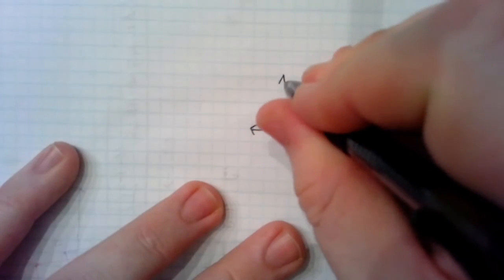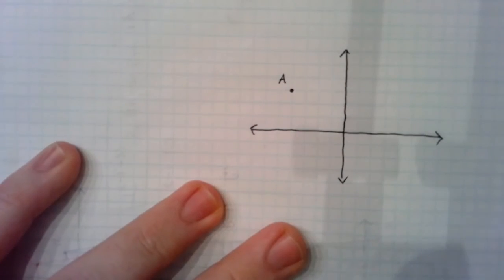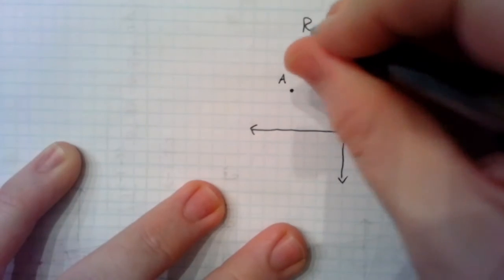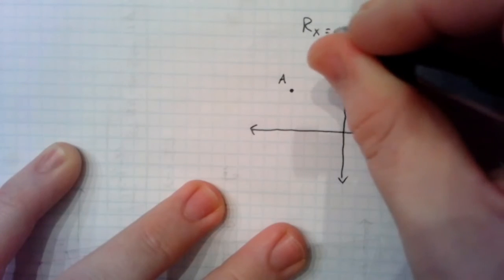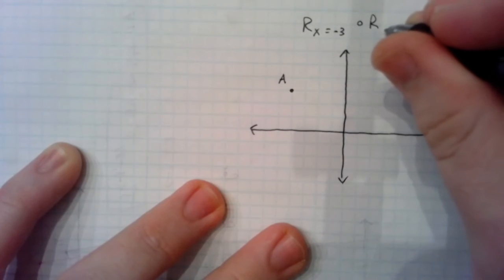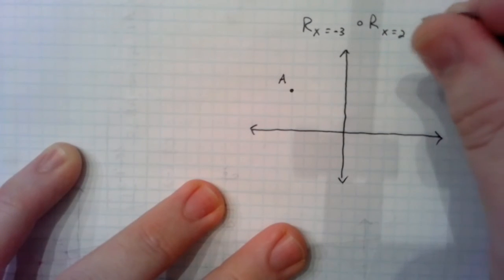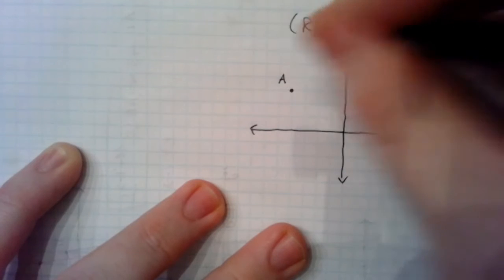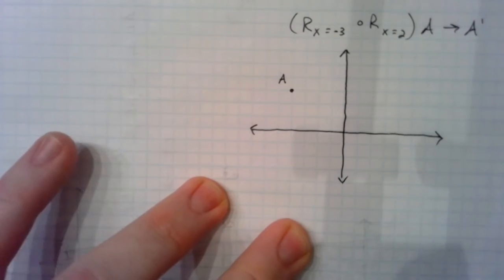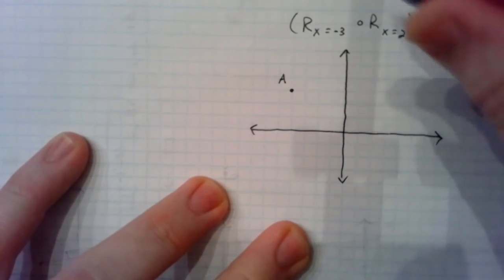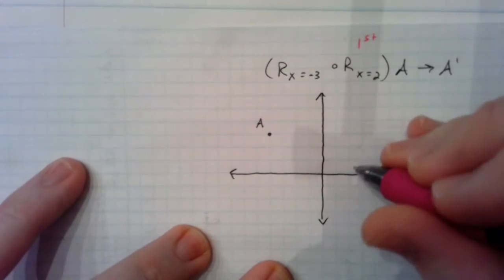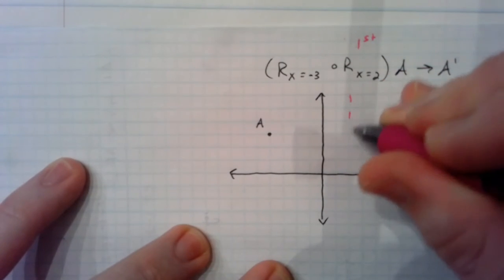Now remember that we're doing the reflection of x equals -3 composed with a reflection of x equals 2, and we're just going to do that on point A. The image of point A gives us A prime. So let's draw those lines in. First I'm going to start with x equals 2, because remember, we do this one first. So here's the line x equals 2. That's going to be my mirror.